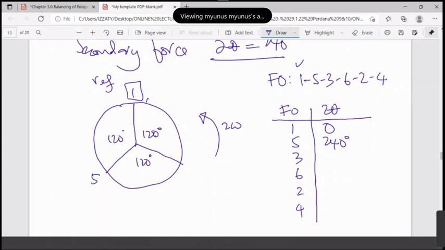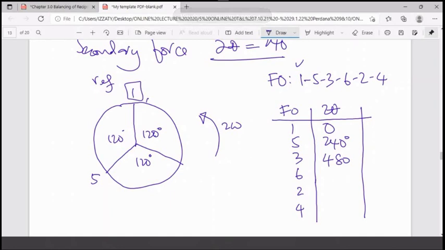So twice of 240 becomes 480. Remember, this one now is 240, 240, 240. Okay, now 480. Where will the 480 be? You put it here. So this one will be number 3. Yes or no? Number 5 is correct. Number 3 is correct. Then number 6.